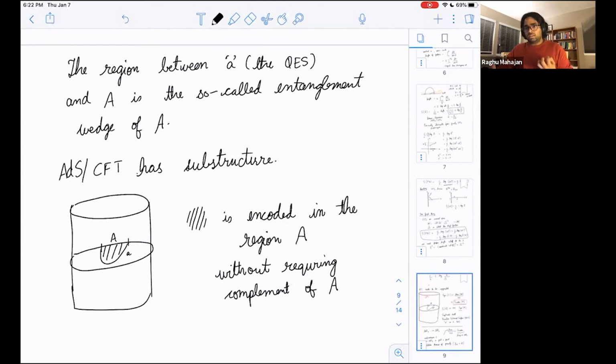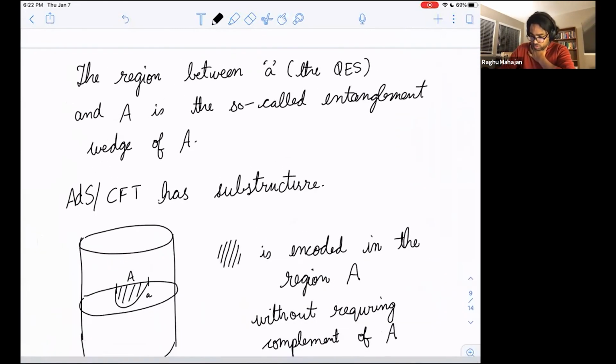So this QES does two things. One, S_gen evaluated on the surface tells you what entropy it has. And then the region between the QES and the boundary region tells you how much of the bulk you have access to if you only had access to the boundary capital A and you didn't have access to the complement of A. Okay, so this is important.